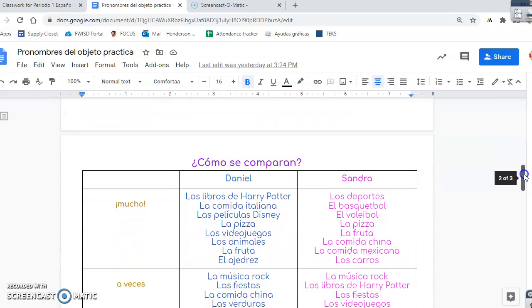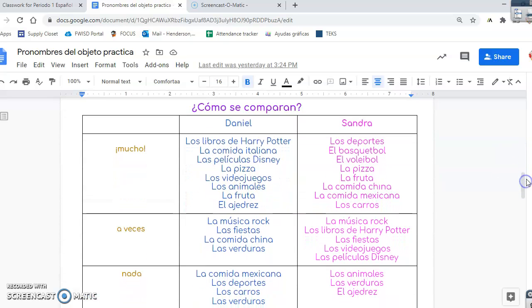Okay, and then we come down to the second part right here. The second part of this assignment looks like this. We have Daniel on this side and Sandra on this side. They are different people, obviously. We're going to talk about how they compare. ¿Cómo se comparan?